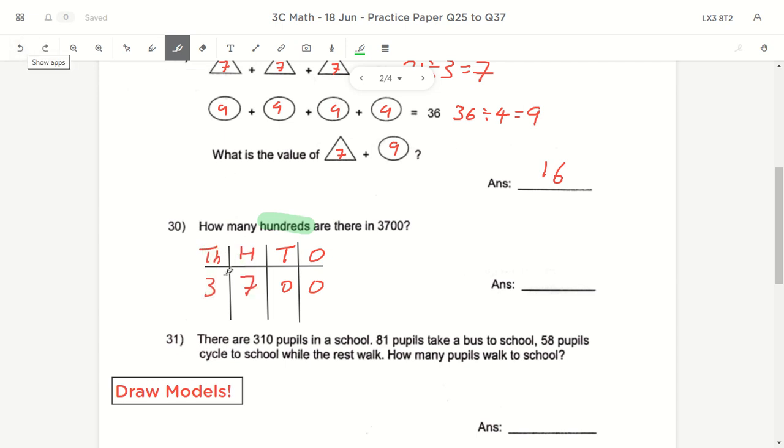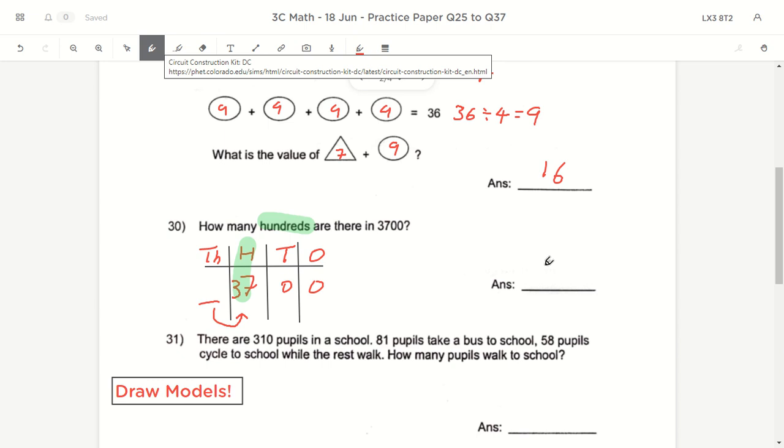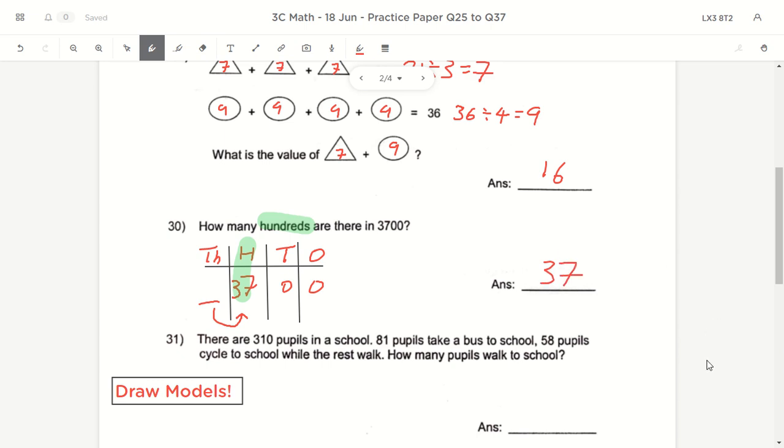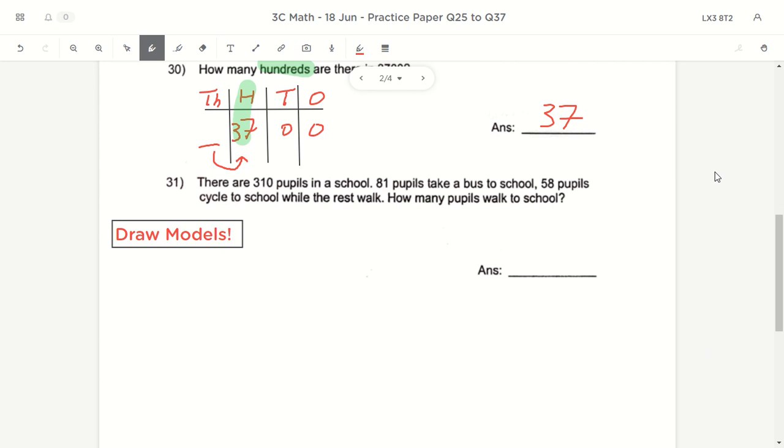So what you need to do is to regroup the thousands, which is 3, into hundreds. We know 1000 is 10 hundreds, so 3000 will be 30 hundreds. So you have to regroup this 3000 into 30 hundreds. So 30 plus 7 gives you 37. Or basically, as a shortcut, just move the number over here. Once I regroup, this will disappear. And now I have no thousands, everything is now hundreds. So how many hundreds do I have now? I have 37 hundreds. So the answer is 37. Okay, so again, it's all about regrouping, all about the use of the place value chart.